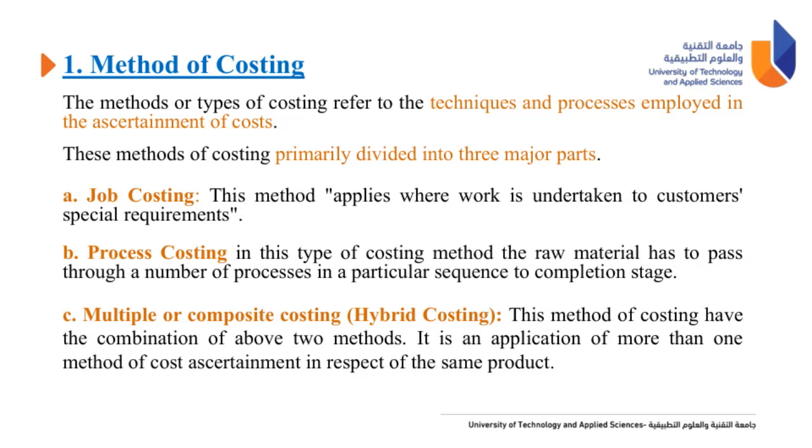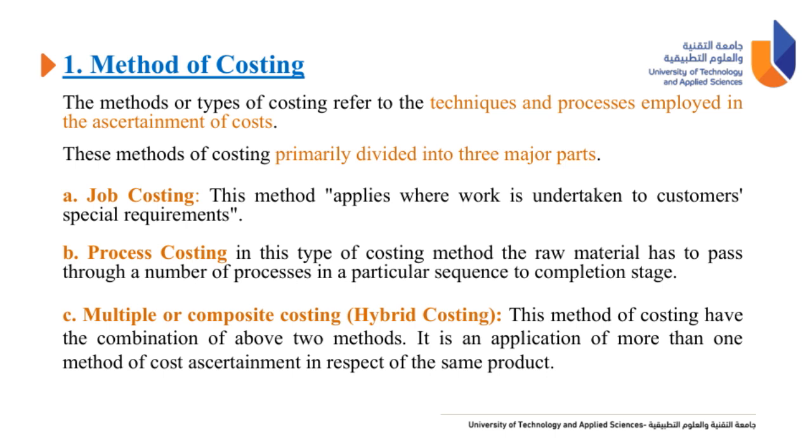Now let's take a look at the different methods of costing. First, we have job costing, which is used when work is tailored to specific customer requirements. It's ideal for projects or orders that are unique, where costs are tracked for each job separately.